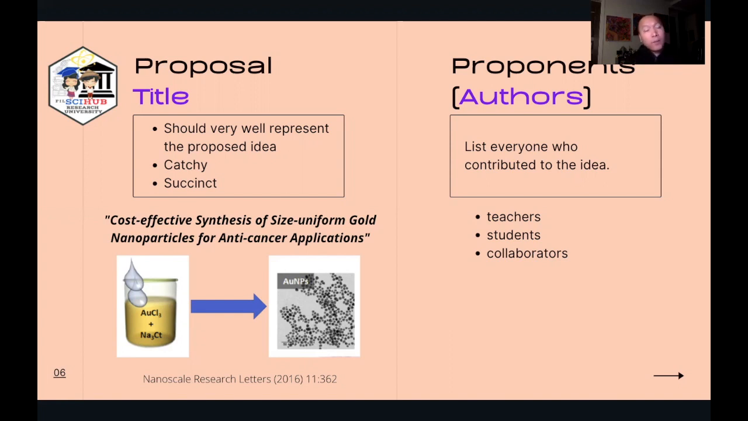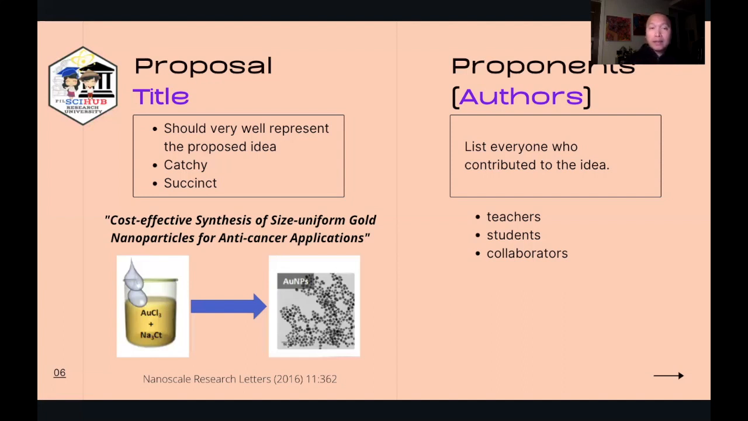And so what are the qualities of an effective proposal title? It should very well represent the proposed idea. It should be catchy and it should be concise. So kailangan hindi po kayo hihingalin sa pagbabasa ng title kasi sobrang haba niya. So this is an example of a concise and catchy title that you can use for a research proposal.